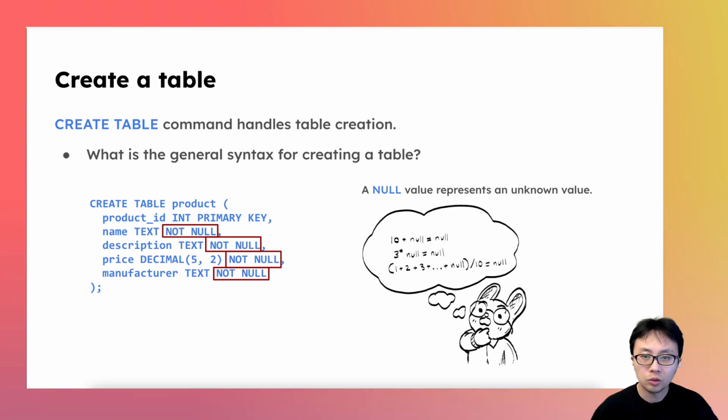Then you may wonder whether the product ID column as the primary key column would allow null values, and why we didn't declare it as not null. The reason for that is this column, product ID, has already been declared as the primary key. This will make sure that the product ID column will not allow any null values. So there's no need to further declare this column as not null.